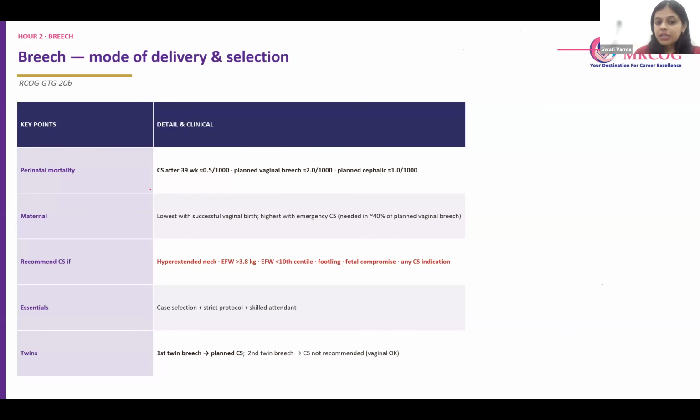Coming to the maternal aspect, the risk is lowest with successful vaginal birth, but highest with emergency CS. With elective CS, the maternal risk is still less, but the highest risk to the mother is when she was trying for vaginal birth but emergency CS had to be done, which is actually needed in 40% of planned vaginal breech births. Then the maternal risk is the most.